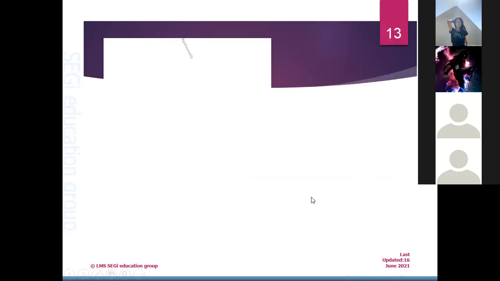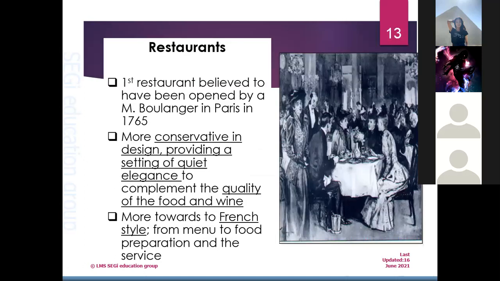Number 2. So which type of food service kita panggil restaurants? Guys, restaurants, tengok nombor 1 tu. Restaurant kita kena belajar sikit. The first ever known restaurant in the world is in Paris, opened by Monsieur Boulanger. Tengok nama tu. Opened by Monsieur Boulanger, 1765 in Paris.